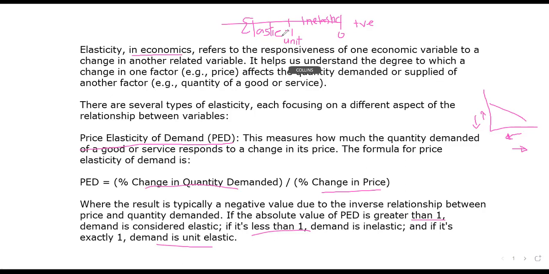So now we can delve into some mini calculations, but before I go there, I'll ask you to tell me which of these A, B, C, and D is elastic, unit elastic, and inelastic. So if you're given A as negative 2, B as negative 1, C as negative 0.2, and D as negative 20. So which one is elastic, unit elastic, and inelastic?